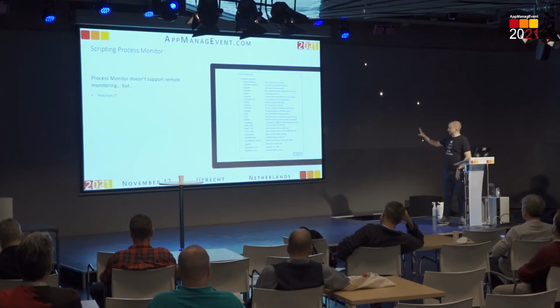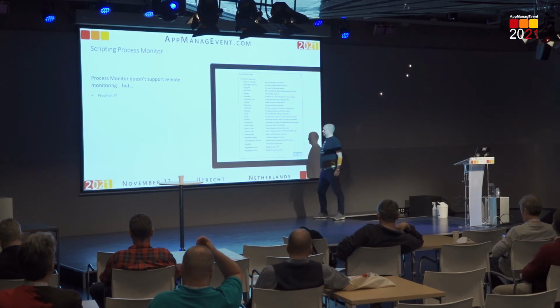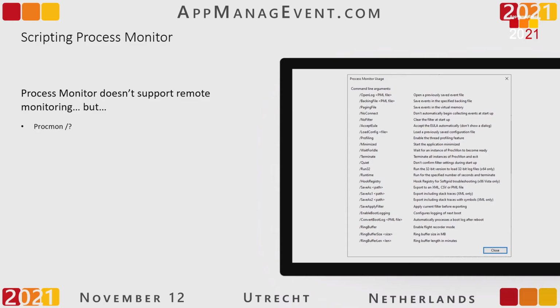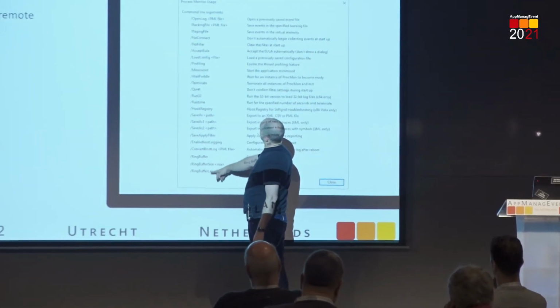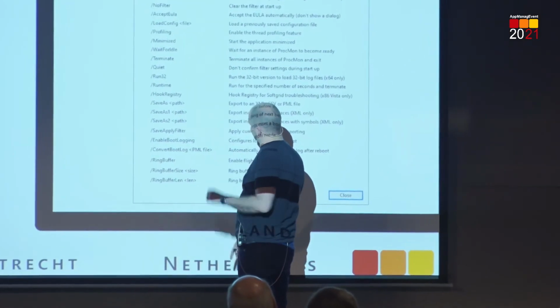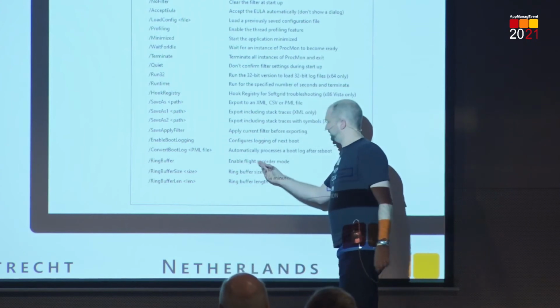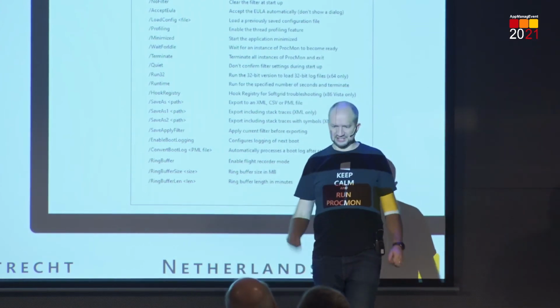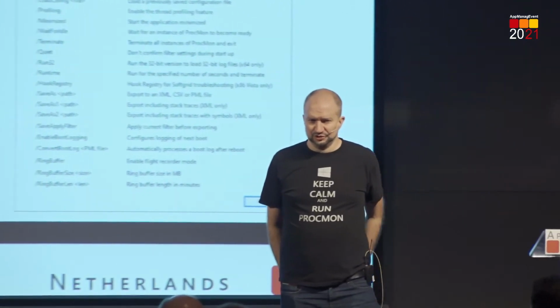But Procmon has a lot of these cool parameters. Especially there's one that many might not have seen before. There's this weird thing here that says ring buffer size and ring buffer. It seems like it doesn't say anything, it sounds very weird. But if you read what it says, flight recorder mode. That's actually added in, not the last, but the previous version of Procmon.